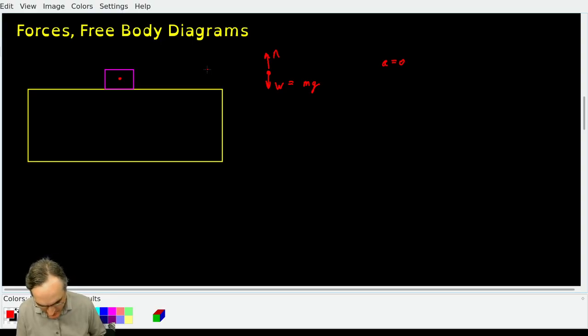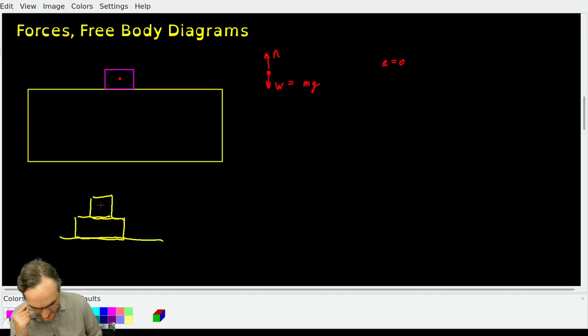Okay, it gets more interesting if you start stacking things on top of each other. So you could imagine if you had a box sitting on another box sitting on the ground. Well, now we have a couple different objects here. We've got pink on top and blue on the bottom. If you wanted to start drawing forces, we'll call these 1 and 2, we'll number them. So here's our object number 1. Well, it would be experiencing a normal force, and that normal force would be between 1 and 2, and then it would have its weight.